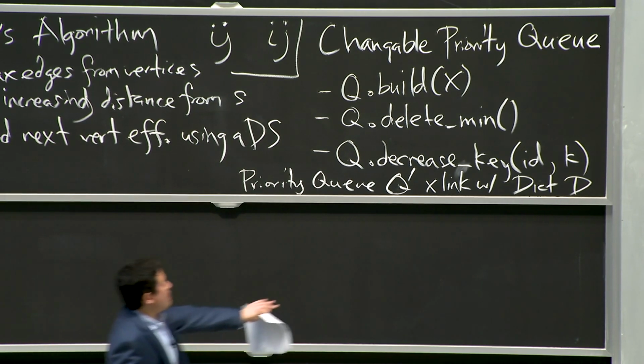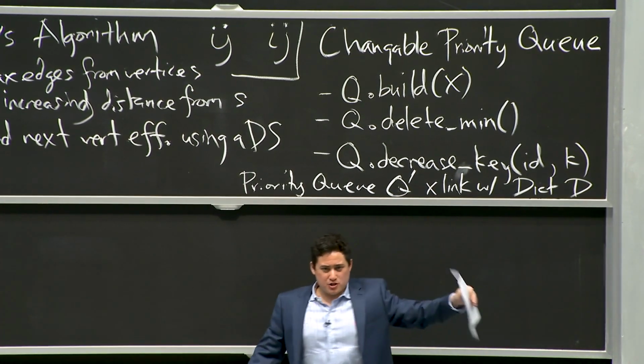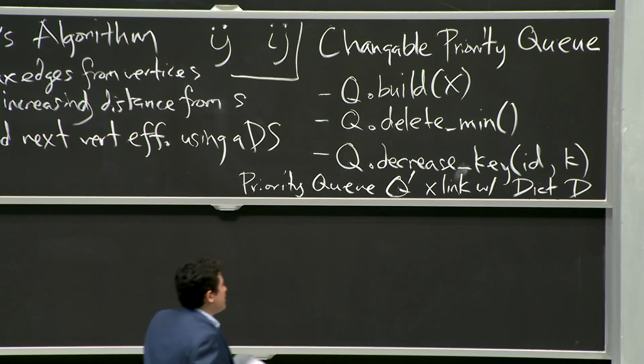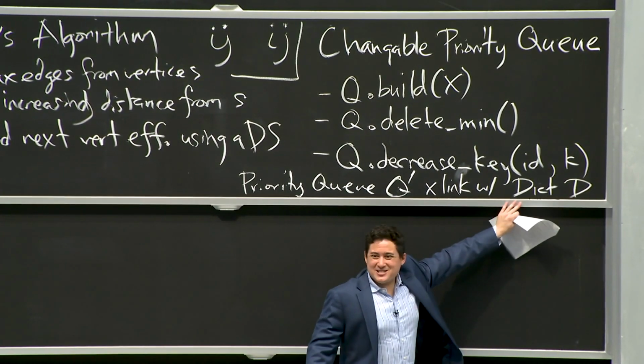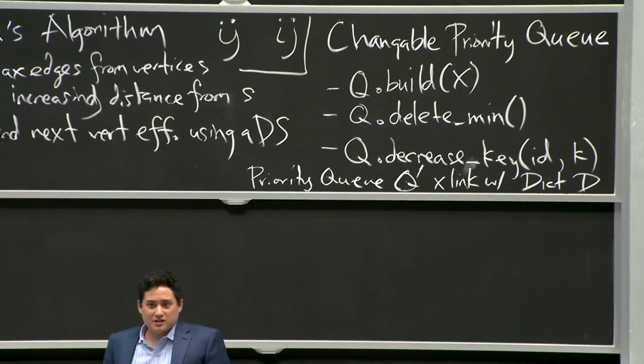In particular, I'm going to assume that the IDs of our vertices are the integers between 0 and V minus 1. And so for my dictionary, I could get constant time lookup of that ID by using what data structure?